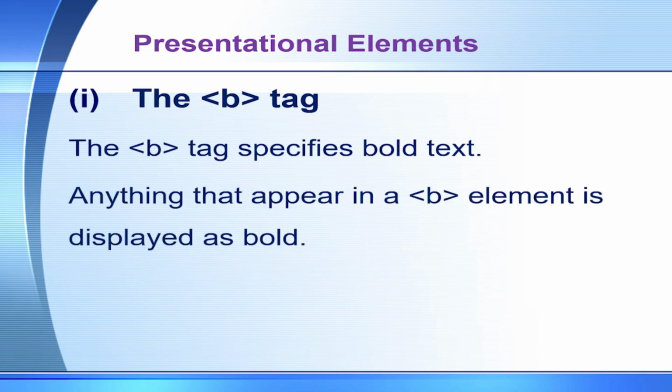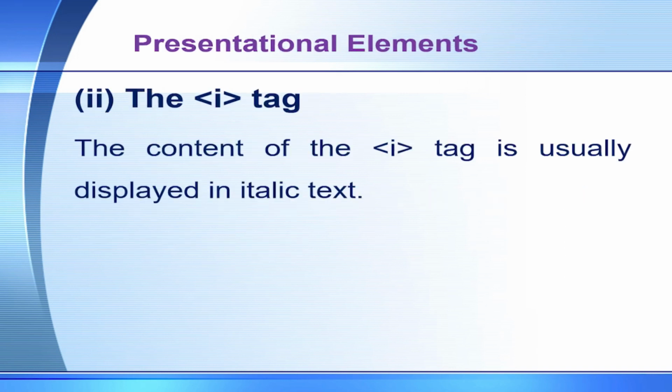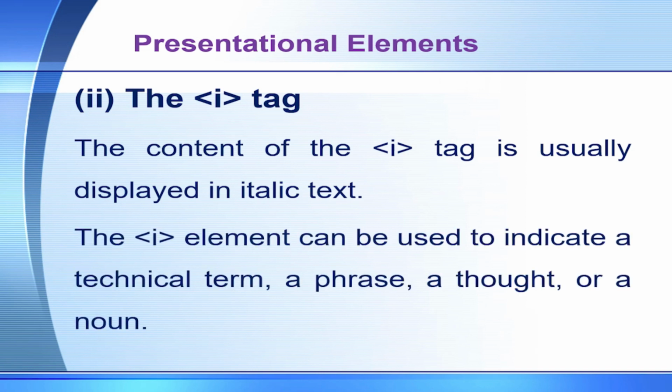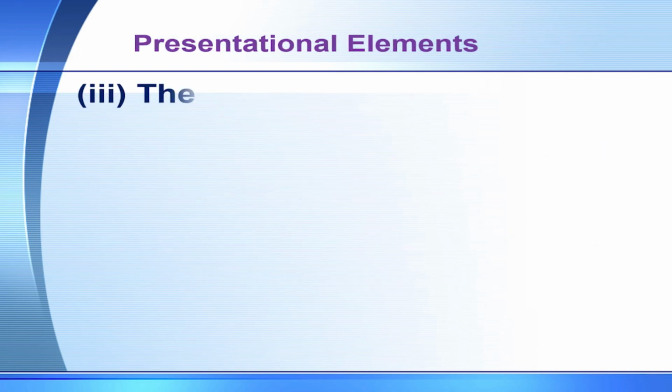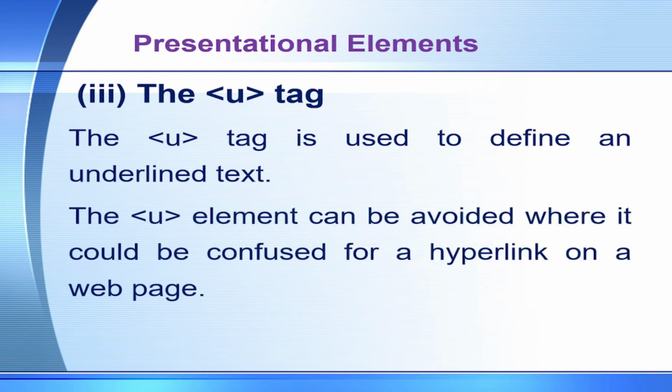Anything that appears in a B element is displayed as bold. The content of the I tag is displayed in italic text. The I tag can be used to indicate a technical term, a phrase, a thought, or a noun. The U tag is used to define underlined text. The U element can be avoided where it could be confused for a hyperlink on a web page.